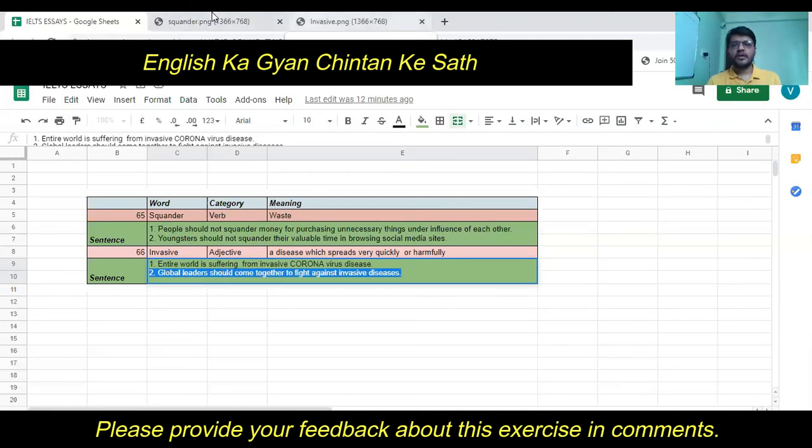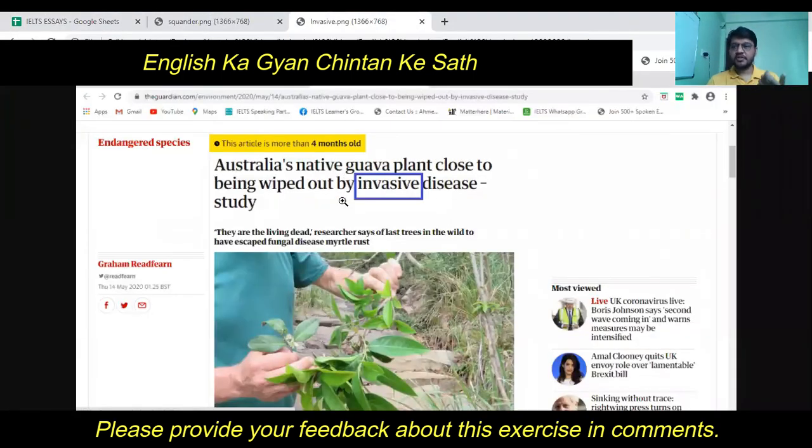Now let me show you the article in which this particular word has been utilized. So this is the article we are able to see on the screen, and the sentence is something like this: Australia's native guava plant close to being wiped out by invasive disease. So the article is all about a disease of a plant, due to which the plant is close to being wiped out, यानी एक इनवेसिव डिसीज की वजह से जो ऑस्ट्रेलिया का एक जो नेटिव प्लांट है वो खत्म होने वाला है.